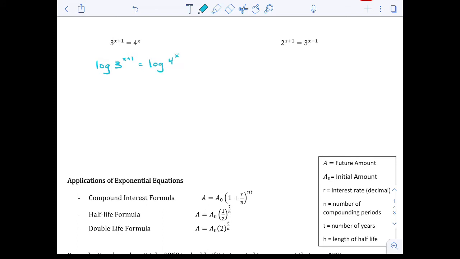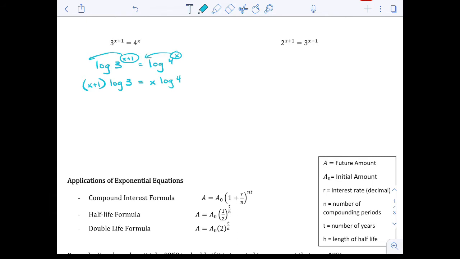Now in this case, I'm going to apply that power rule to both sides. That x plus 1 is going to come out front. The x is going to come out front. So that's going to leave us with x plus 1 times log 3 is equal to x times log 4.